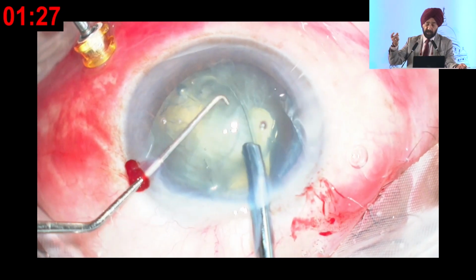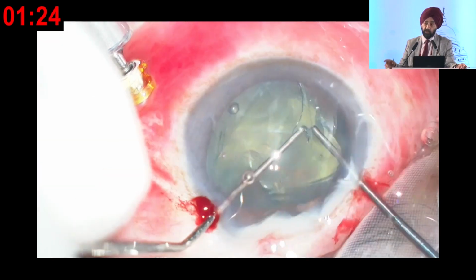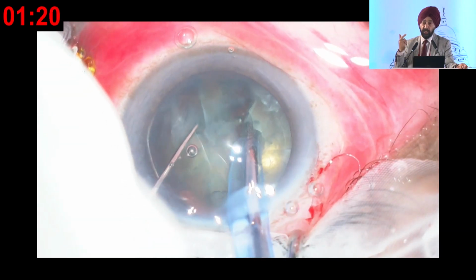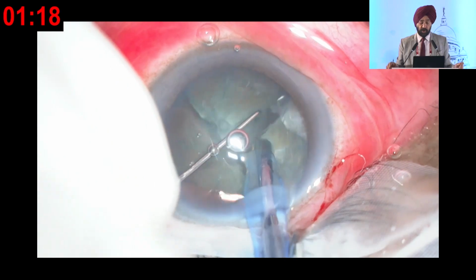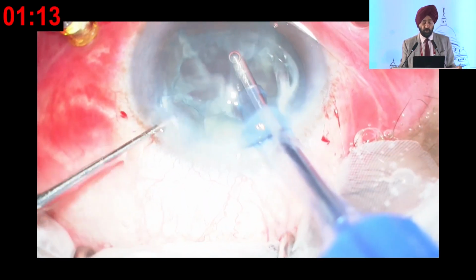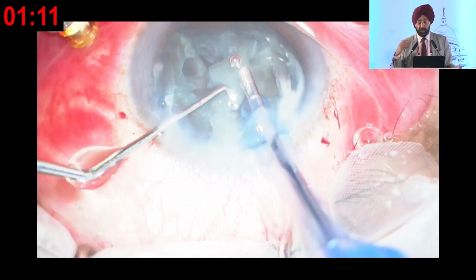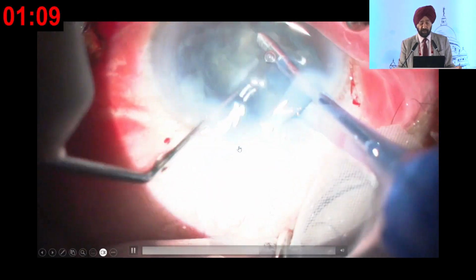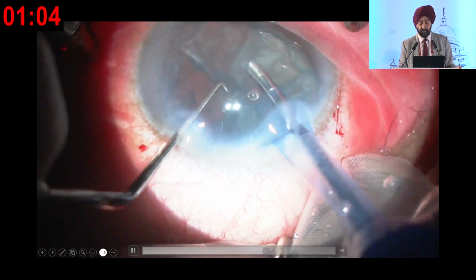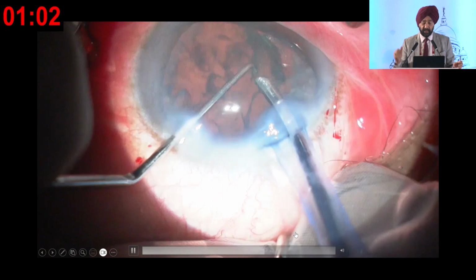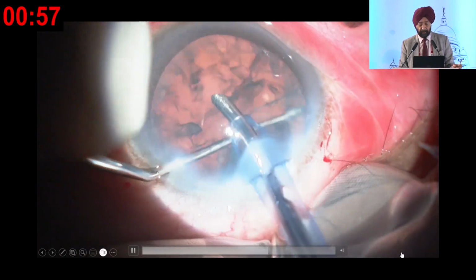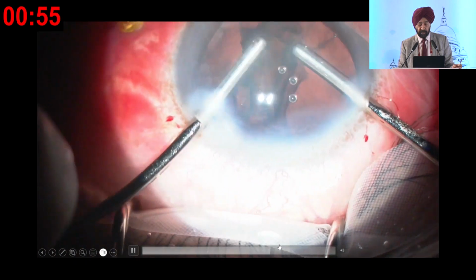In the last case, I showed you the CTR being put right at the end. In this particular case, we are putting the CTR right in the beginning because the zonular dialysis or the subluxation was pretty huge. Again, with low slow motion phaco, you can easily take away the nuclear fragments. We have put in the CTR as the first step, and that is keeping the bag. You can see that the whole bag has tilted and become central now, and this is the epinucleus that is going to be taken out.